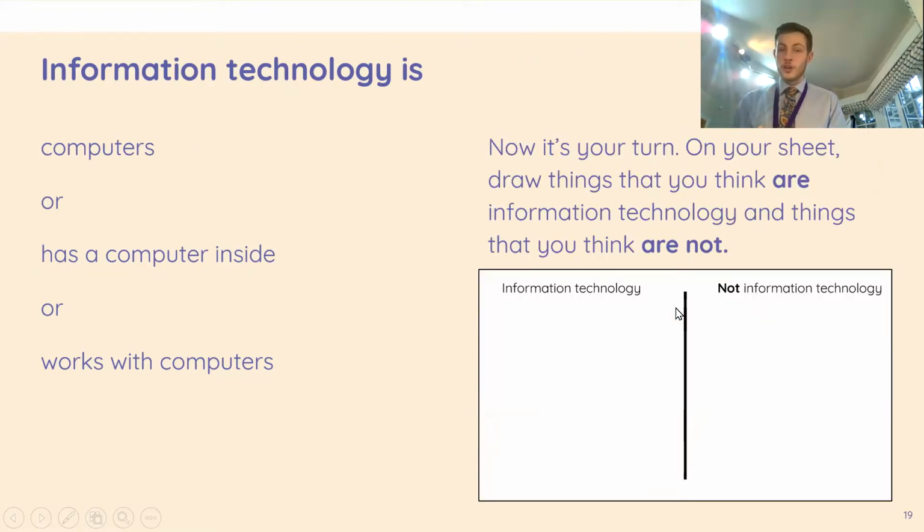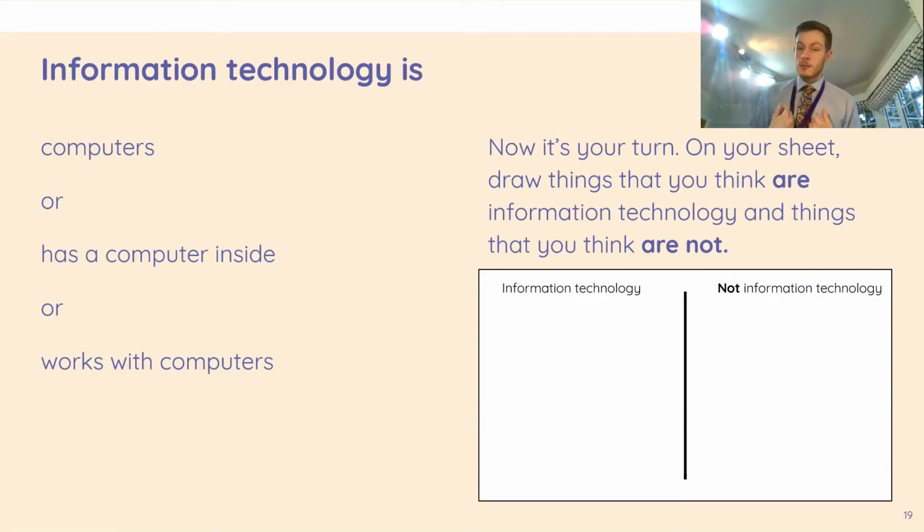Now, it's your turn. What I want you to do is I've got a sheet here. It's very easy to create. It's a blank piece of A4, line down the middle, information technology, not information technology. And I want you to go and draw and label some things around your house that are information technology and the things that are not information technology.